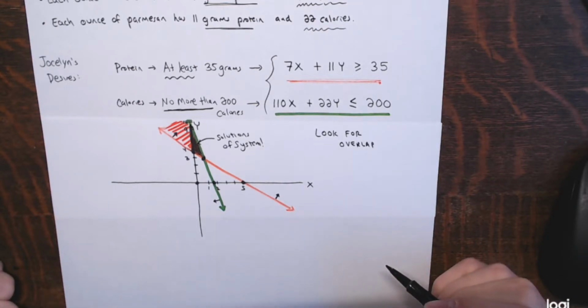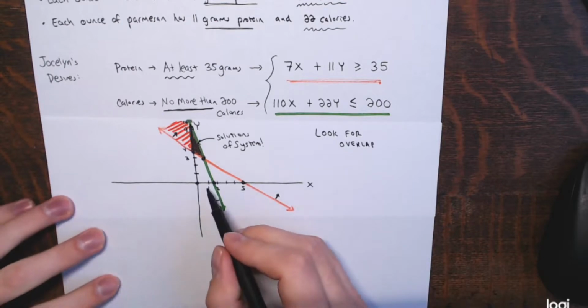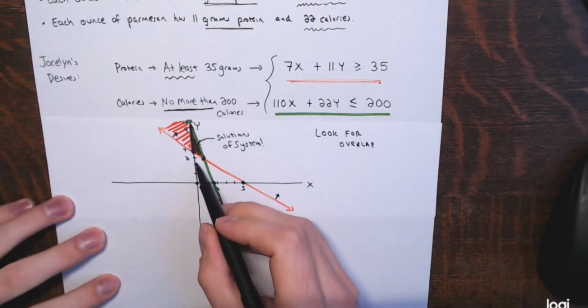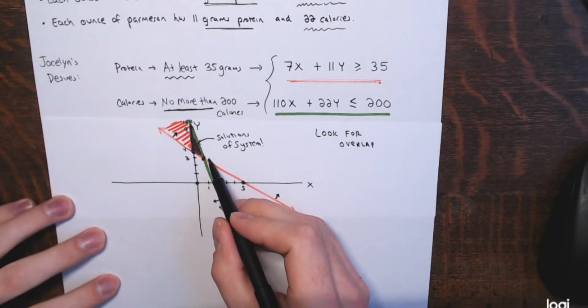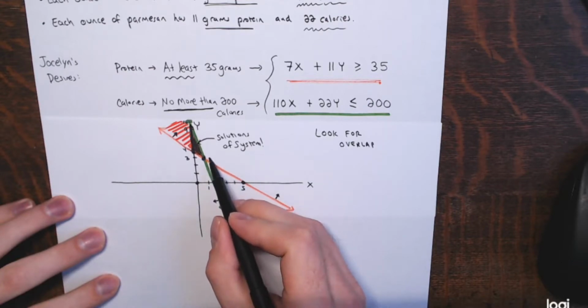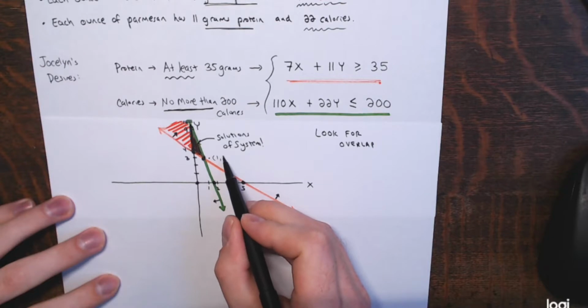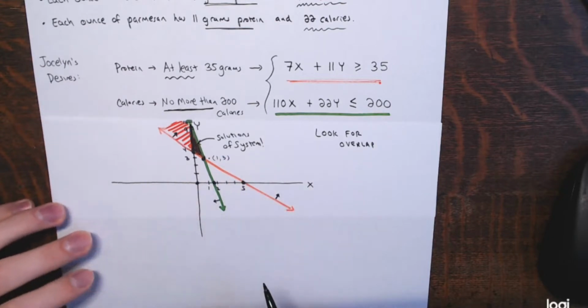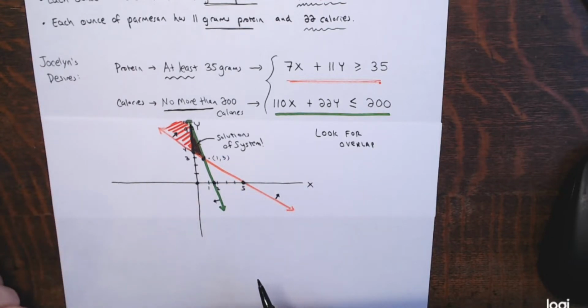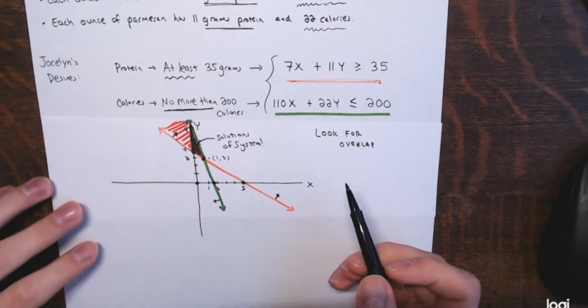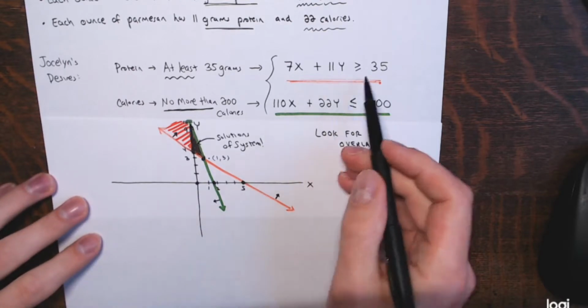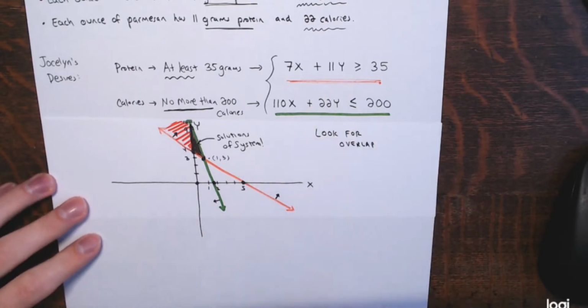Now the question was, could she eat 1 ounce of cheddar, so 1 for x, and 3 ounces of Parmesan, 3 for y? I'm going to say no, just based on the look here. The ordered pair (1, 3) doesn't look like it's in this region. Or you could just check the inequalities. So that's the big question.